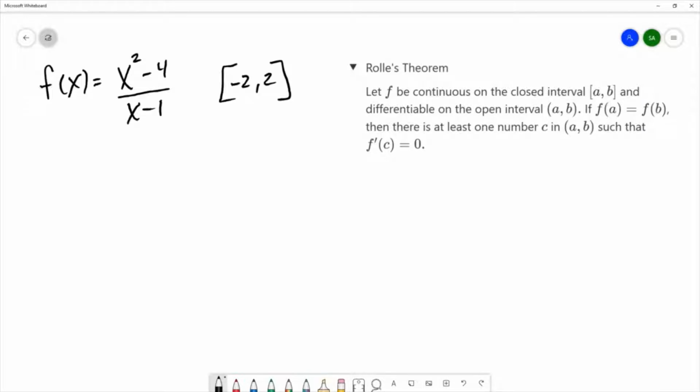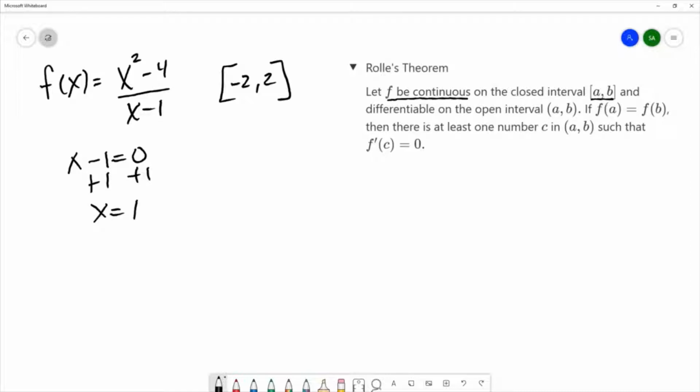So let's take a look at the conditions of Rolle's theorem. The first condition is that f needs to be continuous on the closed interval AB. So our function f of x equals x squared minus 4 over x minus 1 is a rational function. Typically rational functions will have discontinuities. Let's see where this has a discontinuity. To find that, we set the denominator equal to 0 and solve, and we get x equals 1.